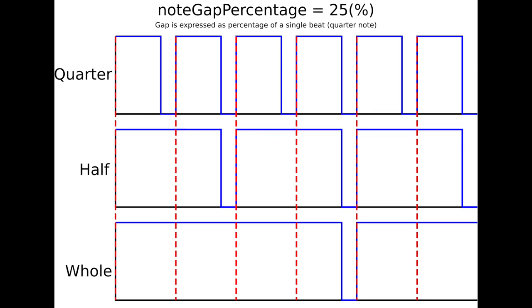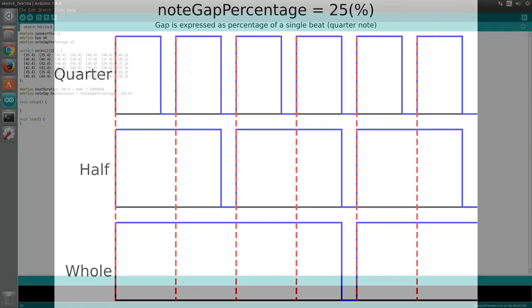In this diagram, the start of a beat is signified by a red line. The blue line shows how long a note of each type would play for. This is how notes would be played if the value of the note gap percentage variable was set to 25. Expressing the value as a percentage of the time between 2 beats means the gap will be a consistent length regardless of the type of note being played.